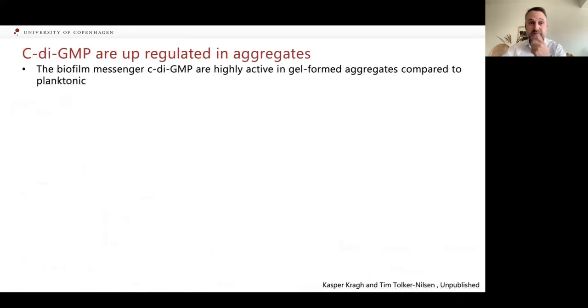We also wanted to look into cyclic di-GMP. Cyclic di-GMP is one of these biofilm messengers that really moves planktonic cells into being a biofilm. So if you have a high amount of cyclic di-GMP inside your cell, you are really in a biofilm state of mind. I will talk a lot about the bacterial state of mind because I've been working with it for so long, so we have like a relationship. But it's cyclic di-GMP in these aggregates.